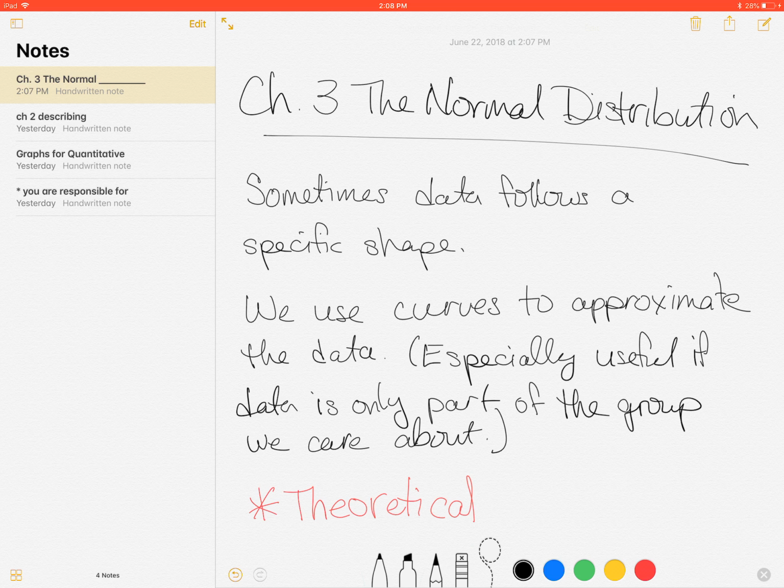Hi, and welcome to Chapter 3, the normal distribution. Now, even though the normal distribution is going to be the most important thing in this chapter, it actually has a lot more. So let's just start from the beginning.